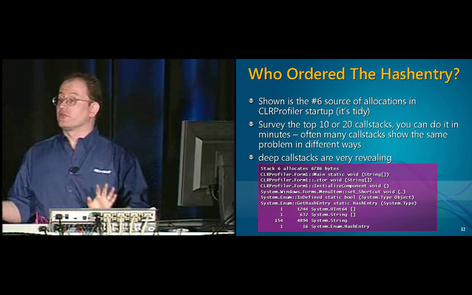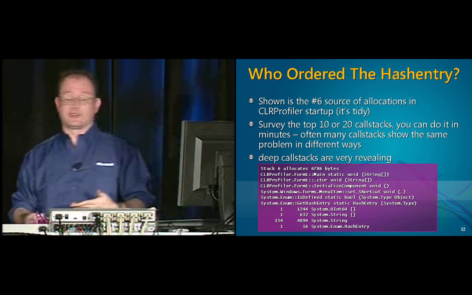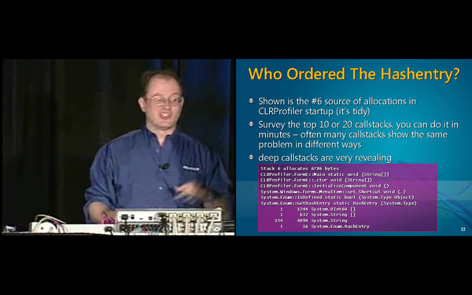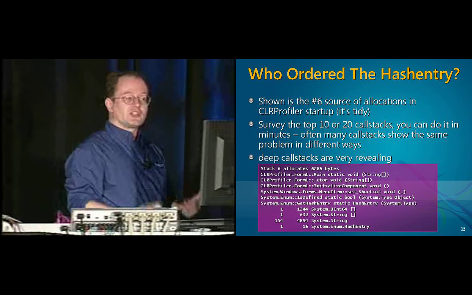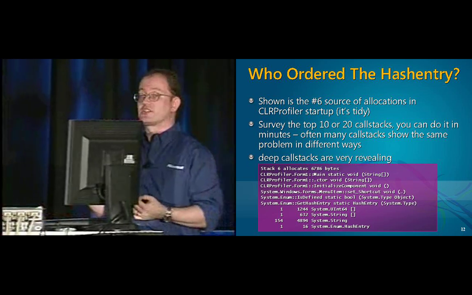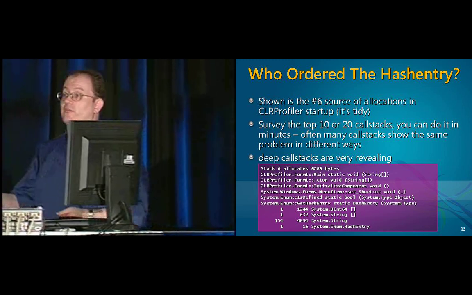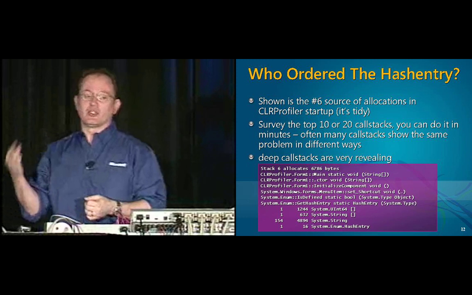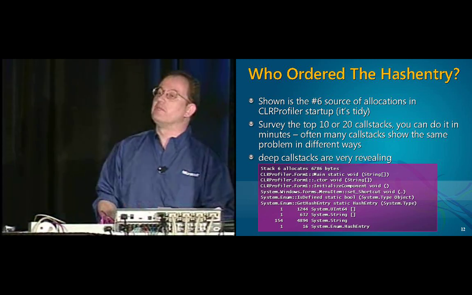CLR Profiler knows this information as well, and you can get this out of the GUI. But a lot of times, using logdump, just looking at the first 10 stacks or the first 20 stacks, you can pass in a little parameter to indicate the number of stacks you want. Just looking at those first few stacks is a great way to quickly get an idea of where your memory is coming from. I have yet to run this tool on a production application and look at the top 20 stacks and not see at least one thing that needed fixing immediately.